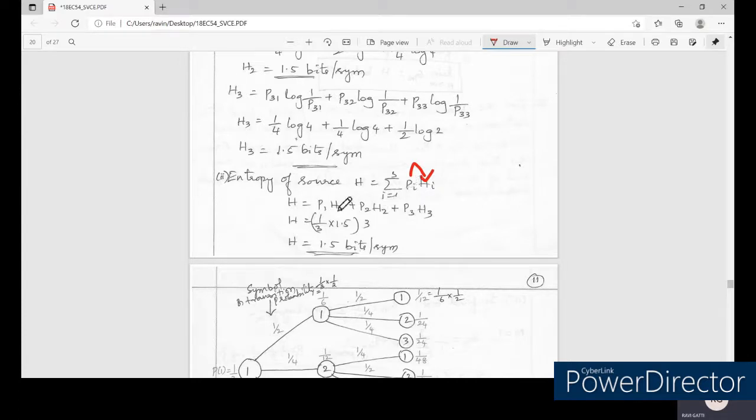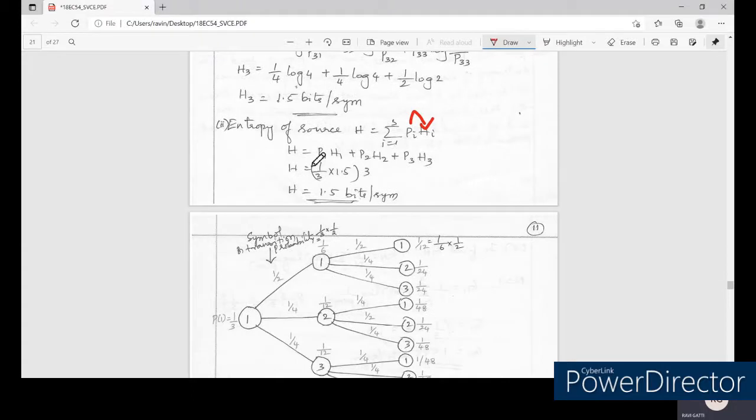So if you do that, P1 into H1 plus P2 into H2 plus P3 into H3, since all the probabilities of being present in that state will be 1 by 3 only in the given problem. So therefore 1 by 3 into 1.5 into 3. So you'll be getting the entropy of the Markov source, which is nothing but 1.5 bits per symbol.